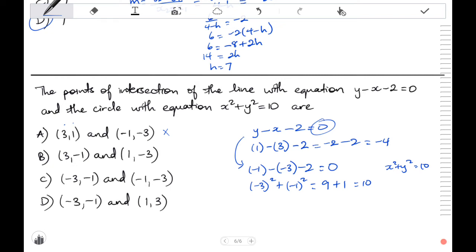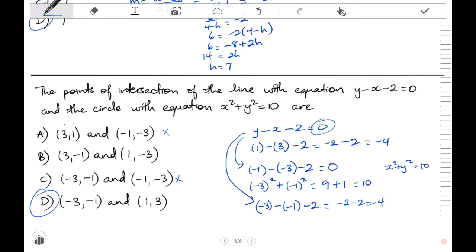The question is which one is the second set of answers? So we need to test the other 2 points. So minus 1 and minus 3. If I substitute this into the equation, so y is now minus 3 minus 1 minus 2. So this is minus 3 plus 1, again minus 2 and minus 4. So we can't use that. So obviously this has to be our answer.